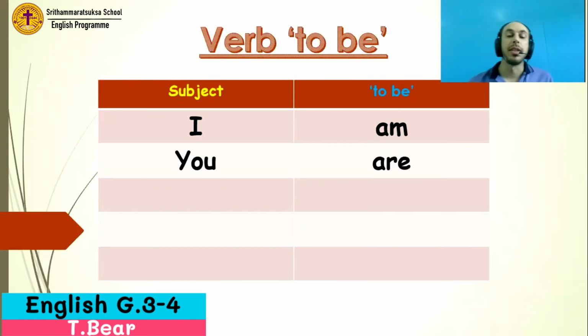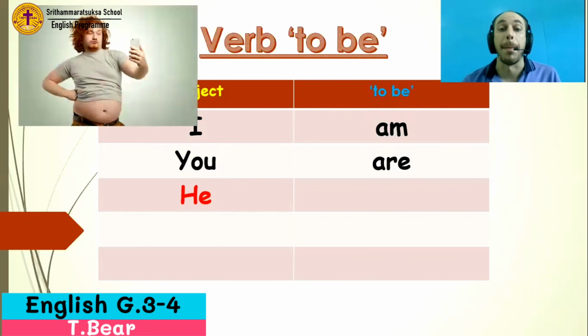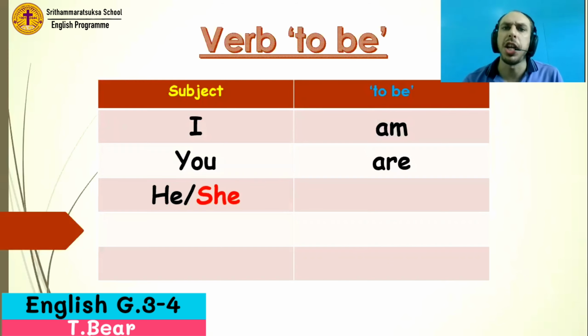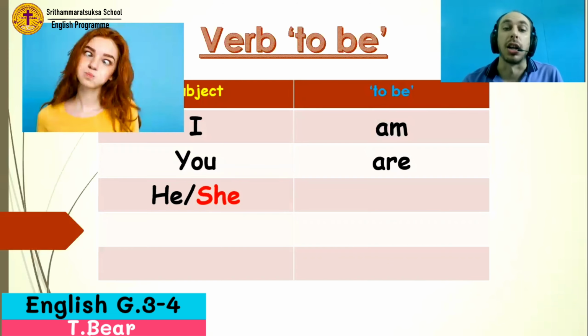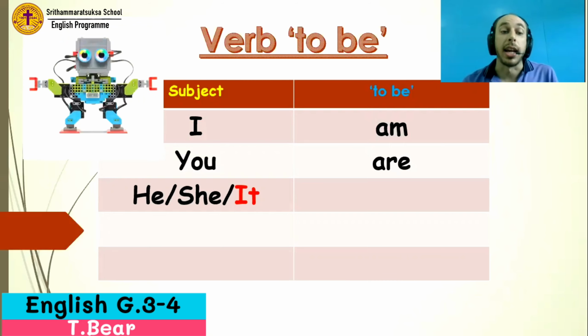Okay, the next one breaks down to 3 different pronouns, but they all follow the same rule with the verb to be. So the first one is he. What does that mean? That usually means for a boy or a man. What about she? A girl or a woman. And it. This is anything that's not a boy or a girl, usually things like a robot or a pencil.